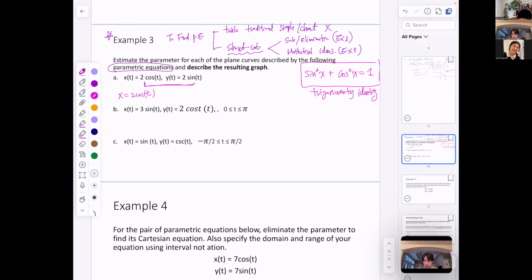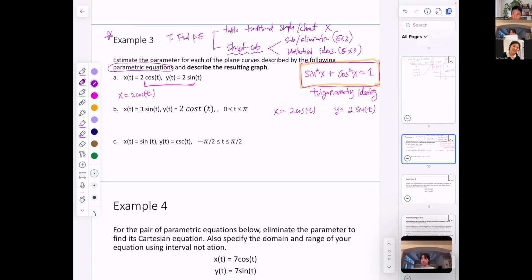So by using this method, sine squared x plus cosine squared x equal to 1. This is always true as one of the trigonometry identities. Let's do the same work. So here we have x equal to 2 cosine t. We have y equal to 2 sine t.